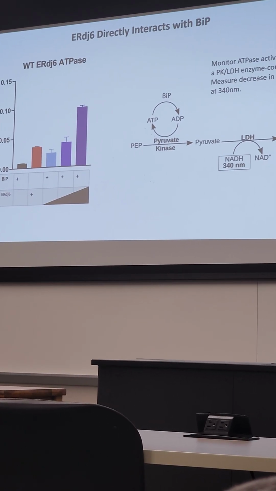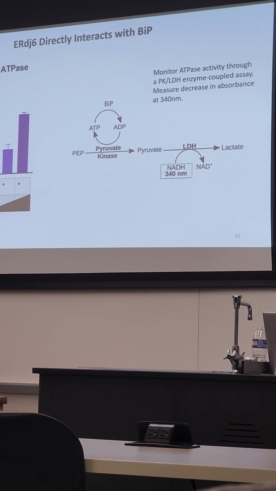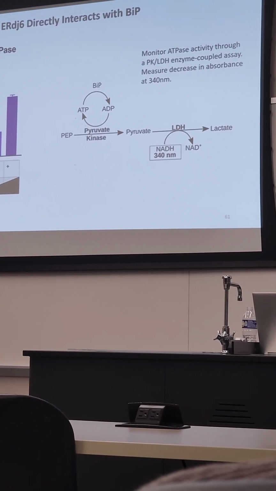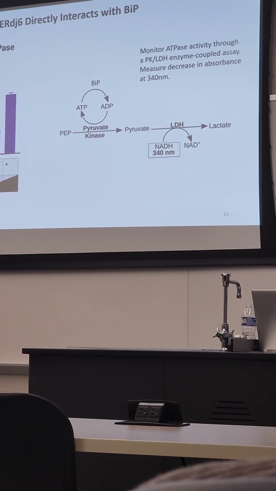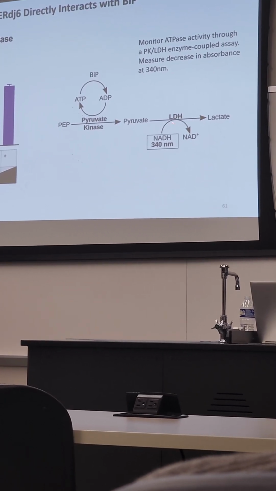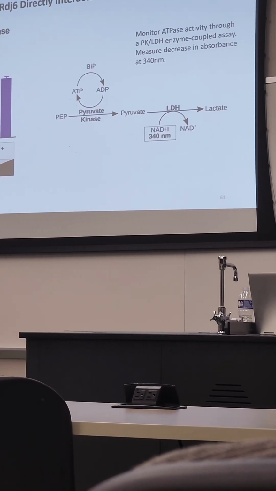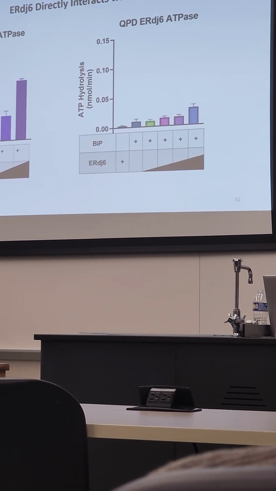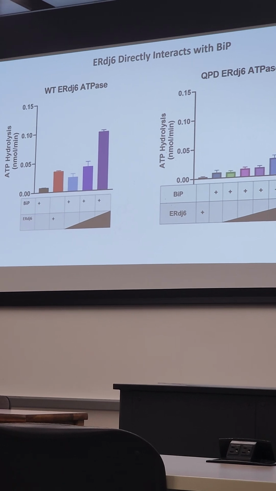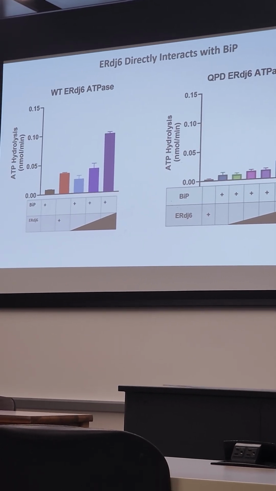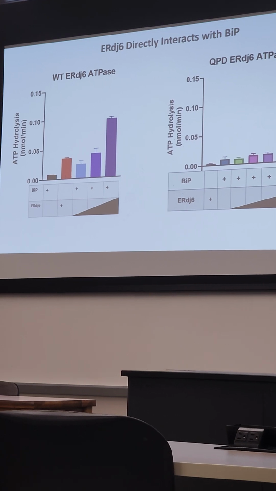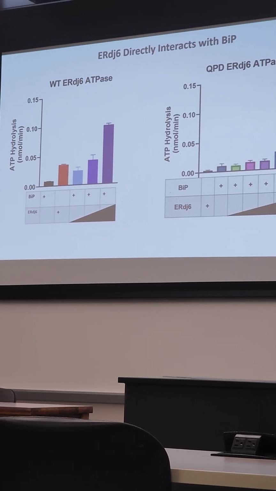I forgot to mention that we did this using an enzyme-coupled assay, where we use pyruvate kinase and lactate dehydrogenase enzyme mechanisms, and ultimately we monitor the oxidation of NADH, which directly correlates to BiP's ATP hydrolysis activity. I also generated the QPD mutant of ERdj6 that should be catalytically inactive. And in fact, I did find that the QPD mutant was not able to stimulate BiP's hydrolysis activity.